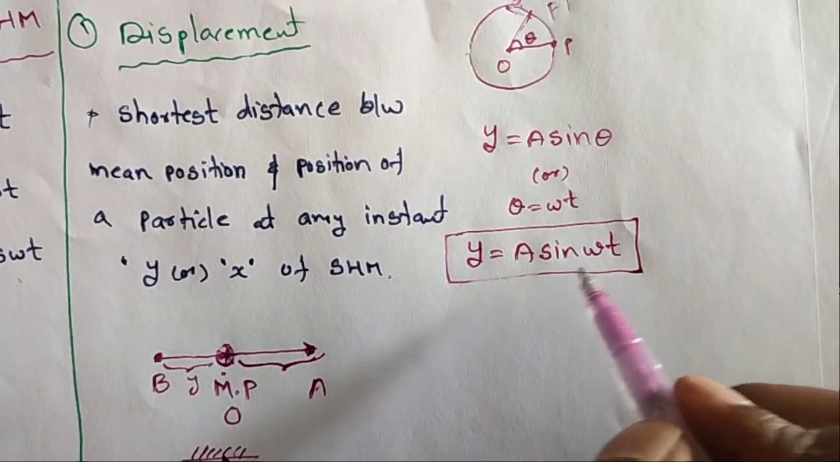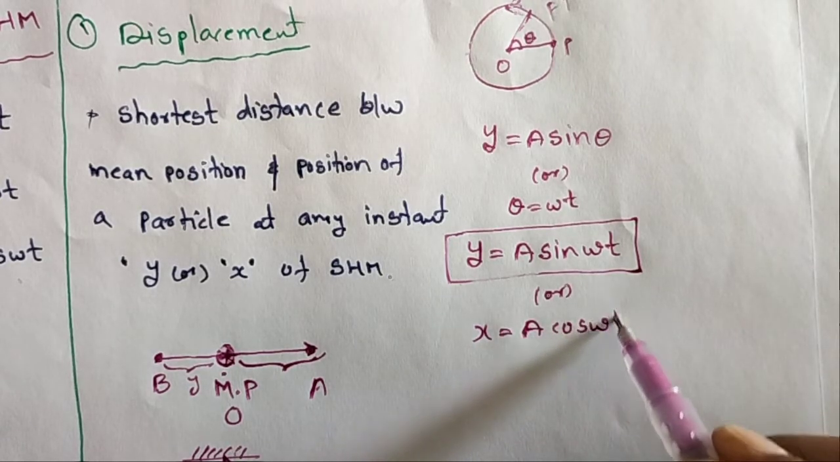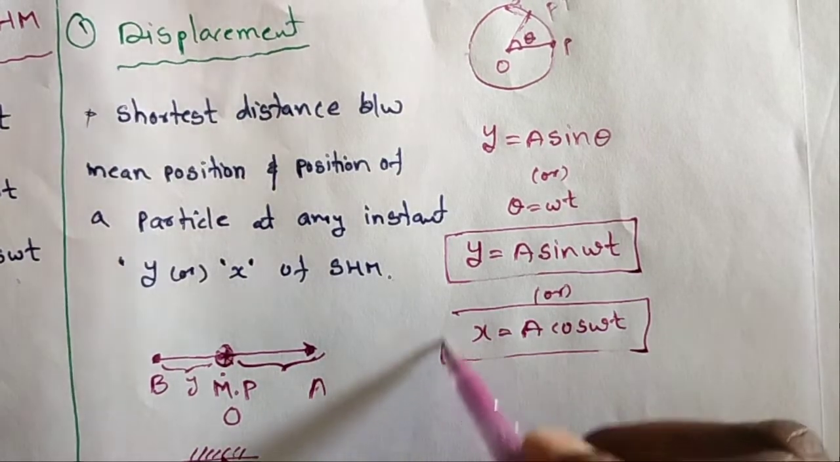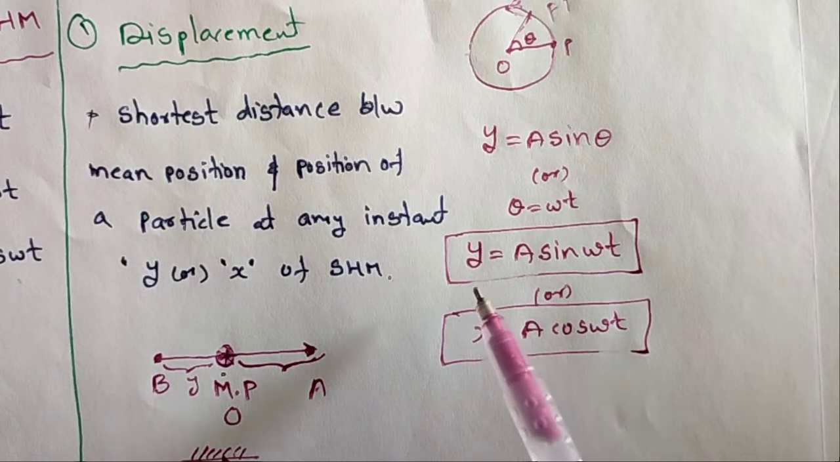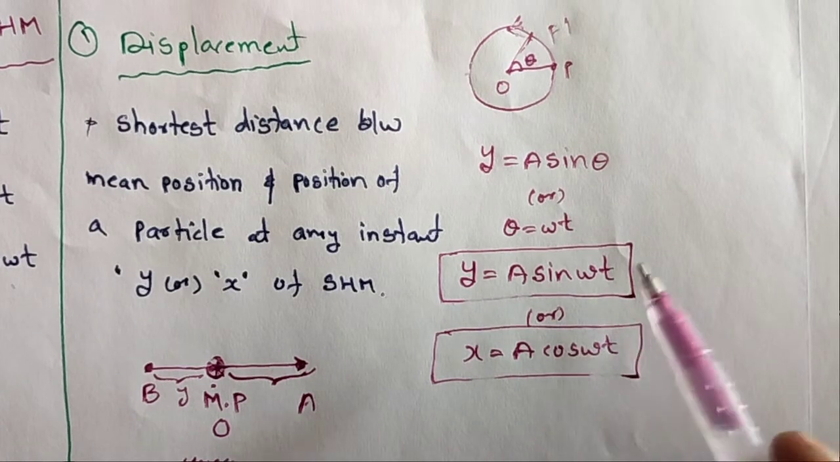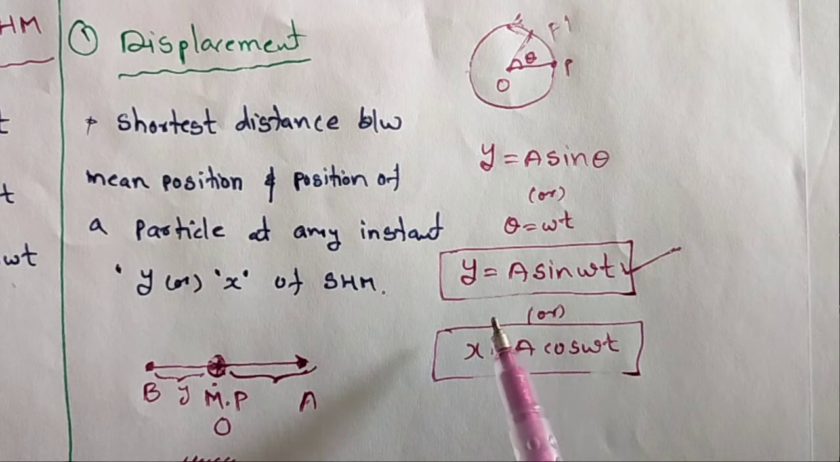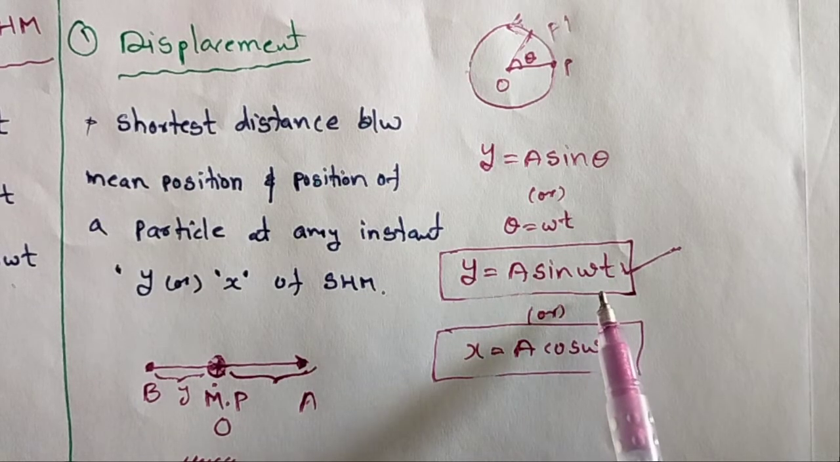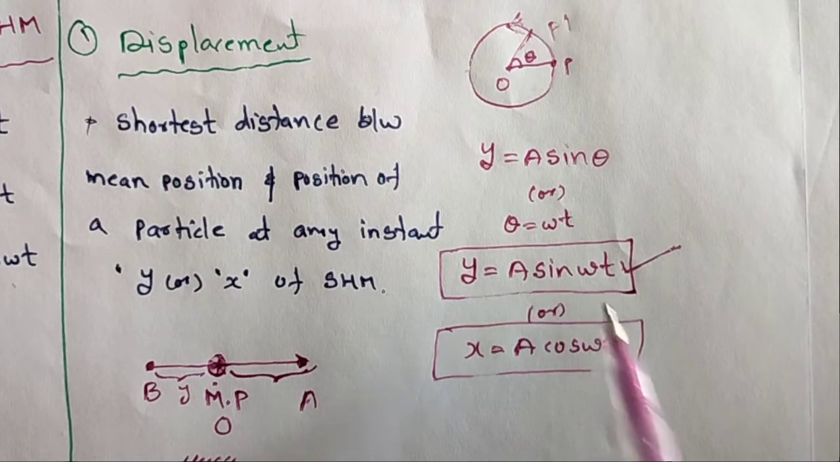Sometimes you can take y equal to A sin omega t, or x is equal to A cos omega t also. Both are the same. The projection in the x direction, you can take x is equal to A cos omega t. The projection in the y direction, you can take y is equal to A sin omega t. But in our complete video, I am taking only this equation, please remember. Because I am taking the projection on the y axis, y is equal to A sin omega t, don't confuse. So this is the mathematical equation of displacement, y is equal to A sin omega t.